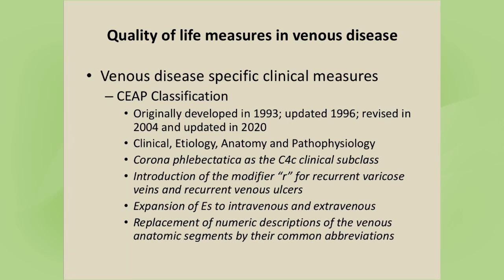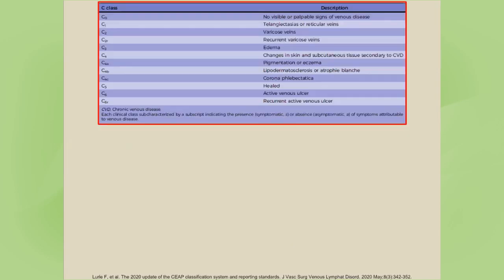C4c to define corona phlebectatica has been added. R has been added for recurrent varicose veins and venous ulcers. The etiology, the secondary etiology, has been expanded to include both intravenous and extravenous, and replacement of numeric descriptions of the venous anatomic segments by their common abbreviations has been carried out.